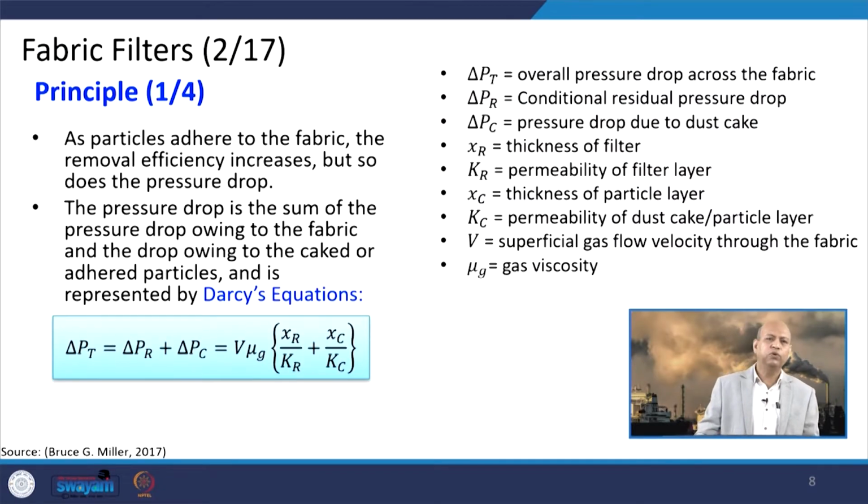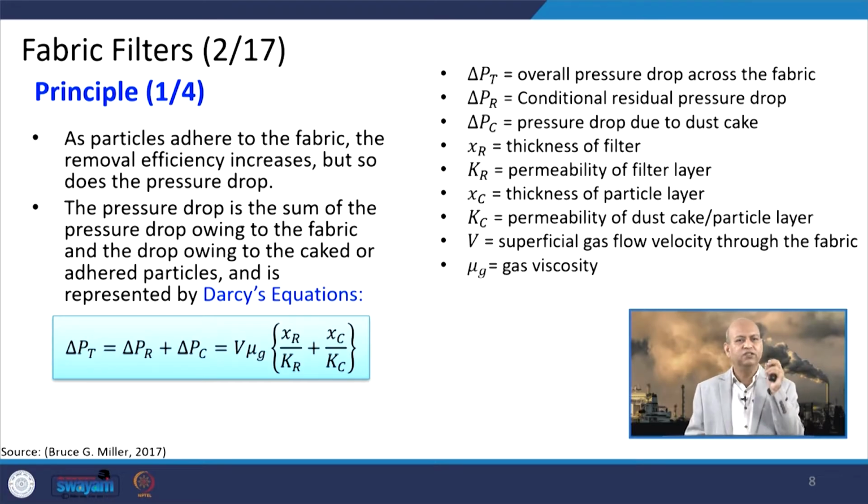Okay. Now, if we talk about the principle, how fabric filters operate, then basically we should know the concept of overall pressure drop. When the gas passes through some obstacle, it loses force or pressure. So, overall pressure drop occurs across the fabric filter, that we should know. Then the conditional residual pressure drop, delta PR, that is also to be known. Then the pressure drop due to dust cake. Cake means the dust particles which get collected on the surface. Ultimately they will form some layer, which we call cake, and because of that also pressure drop will be there.